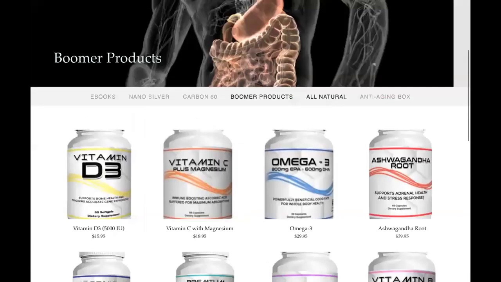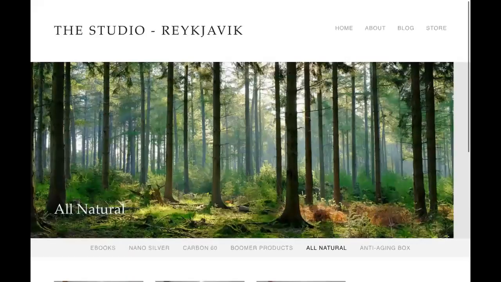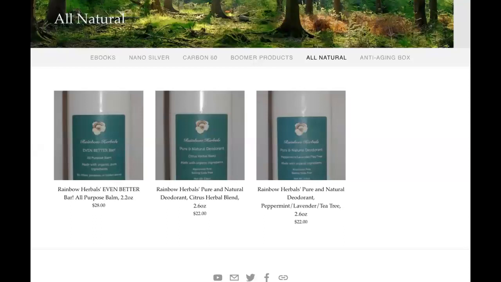And then I also have products that Rainbow Herbals creates here. The Even Better Bar is great for skin health. It also can be used on cuts and abrasions, minor burns, insect bites, muscle aches.